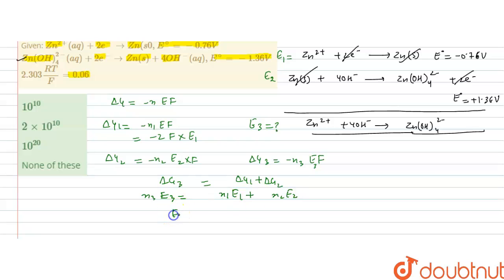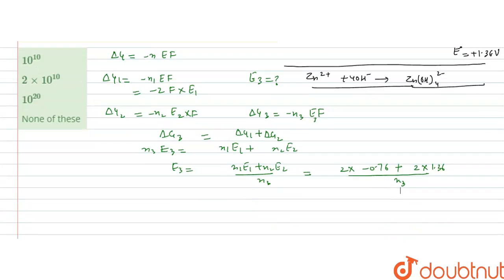Now we have to calculate E3, so it will be n1 E1 plus n2 E2 divided by n3. The n1 value is 2, E1 value is minus 0.76, plus n2 value is 2 and E2 value is 1.36, divided by n3. Now E3 will be 1.2 divided by n3.